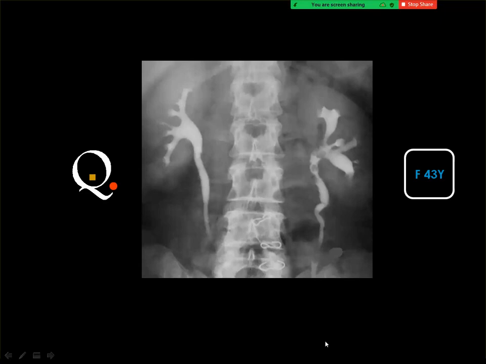Next case. This is a female patient aged 43 years old.